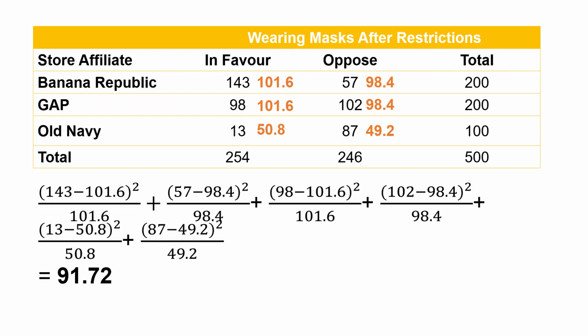Okay, so now that we have all of our expected values and our observed values, we can calculate our chi-square here. What we'll do is take our observed value, like 143 minus 101.6, squared, over the expected value, add them all together, sum it up, and then you get 91.72. And this is the value of chi-square for us. And now we just need to make a decision.